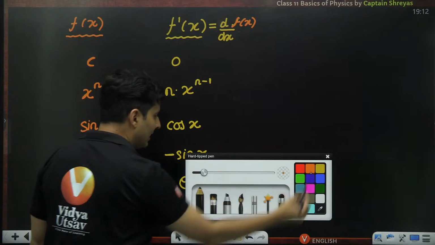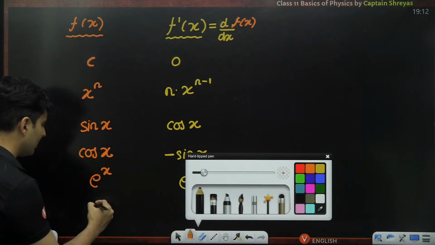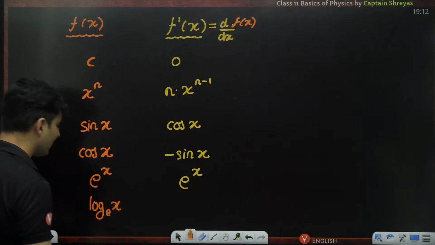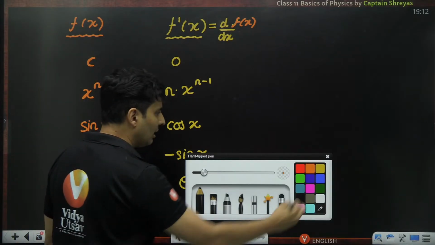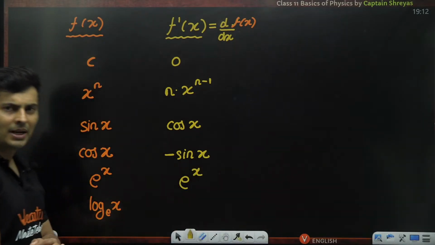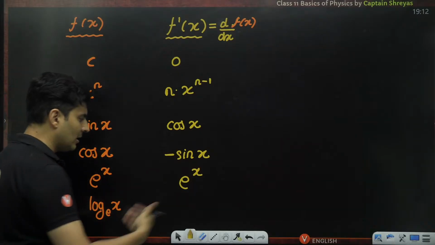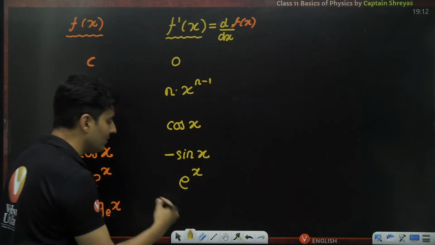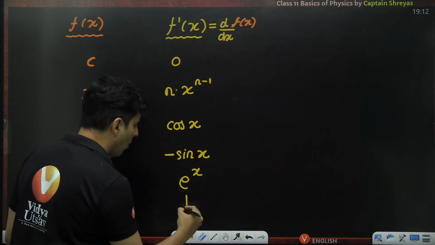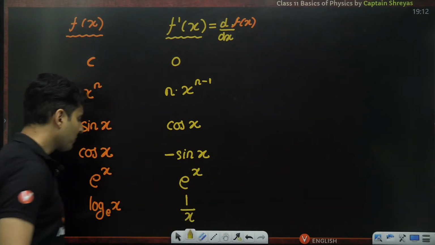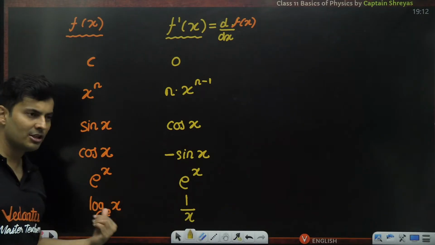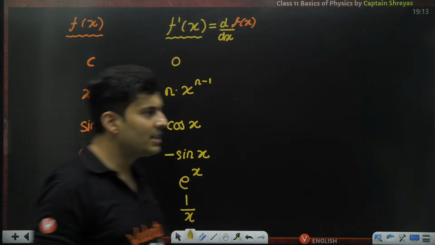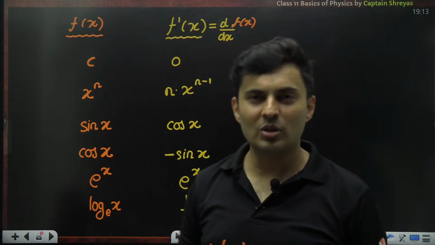And one last function, you will learn logarithms later on. So log of x to the base e. You will learn logarithms very soon in mathematics. Log of a number, like you have sine, cos, etc. This is also a new function which you will be learning. Log of x to the base e, which is also natural logarithm, the derivative is 1 by x. These basic derivatives, if you know, most of your job is done.